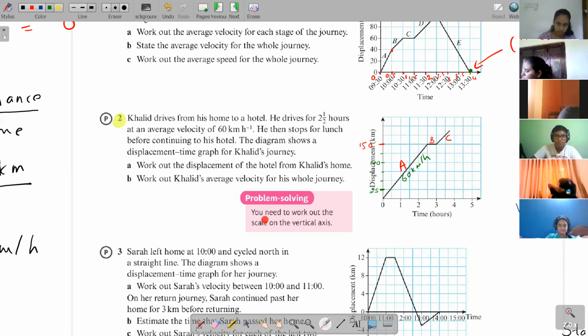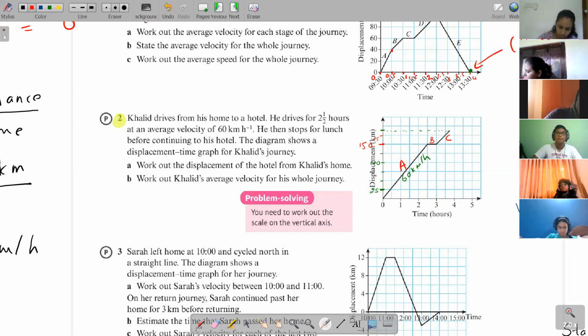Because they are telling here you need to work out the scale on the vertical axis. So now you can see he ends the journey at C. When he ends the journey, do you see they have stopped this graph in the middle of this box here? So we have to assume it's stopping in the middle of this box. So how much has he gone here? One whole box is 25 and the other box is how much? It's going to be half of 25 here, right?